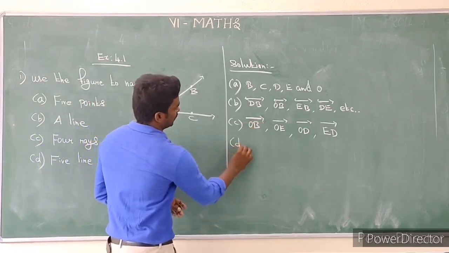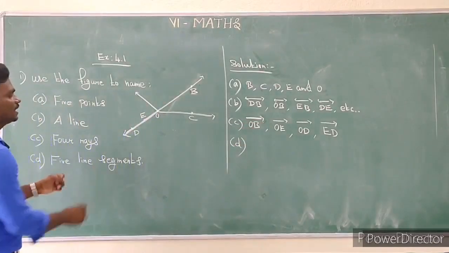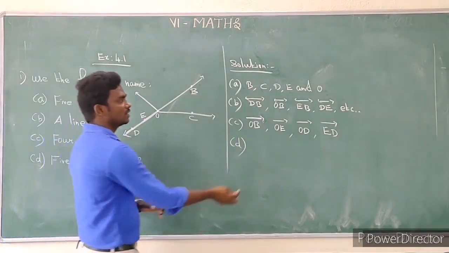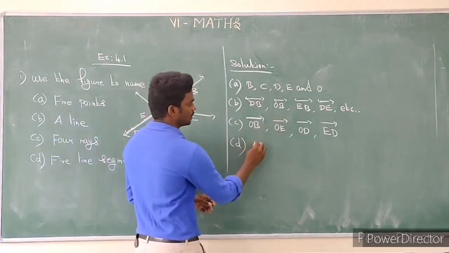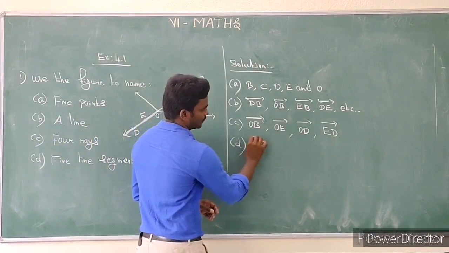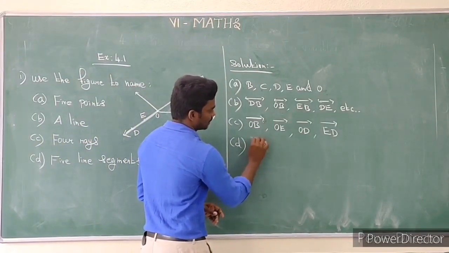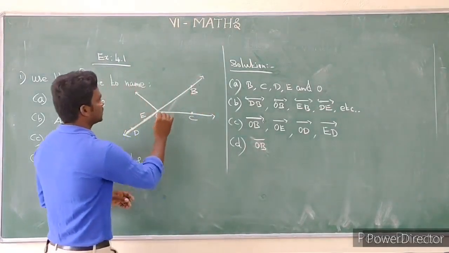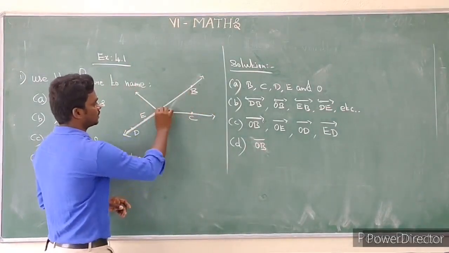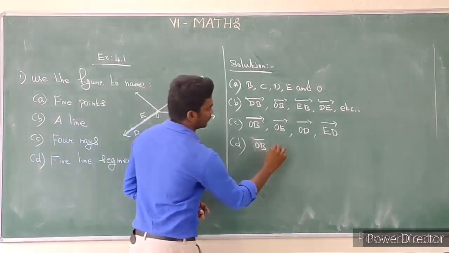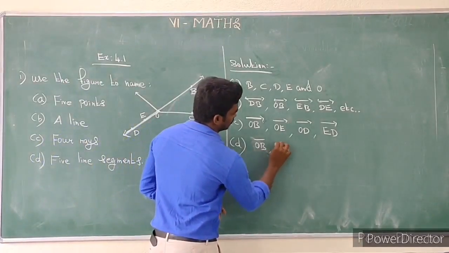What is next one? So we want to find 5 line segments. What are the line segments? Suppose OB: we can write OB as a ray, but from point O to B it is called a line segment. So this is called line segment OB. What is the next line segment? EO. EO is also a line segment.